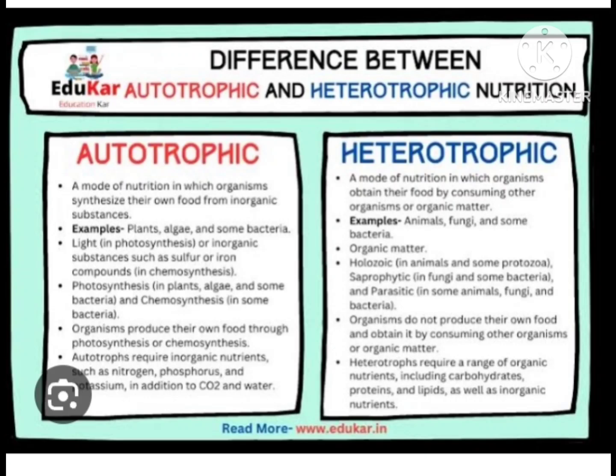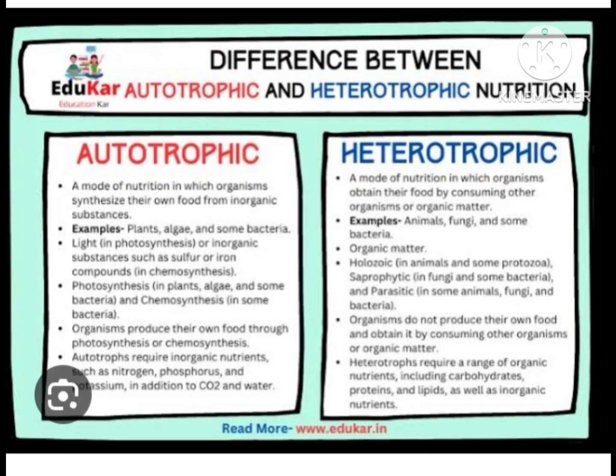The main difference is about the raw materials. The inorganic materials used by the autotrophs, such as sunlight, temperature, chlorophyll, air, water, these are the inorganic material. And when the autotrophs use inorganic material as their raw materials, they are known as autotroph.